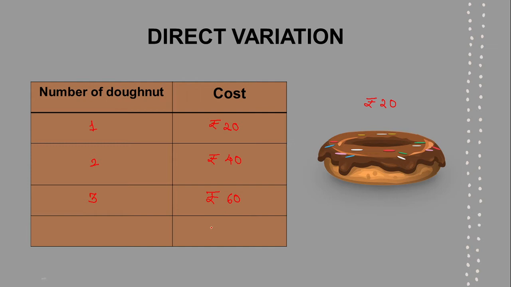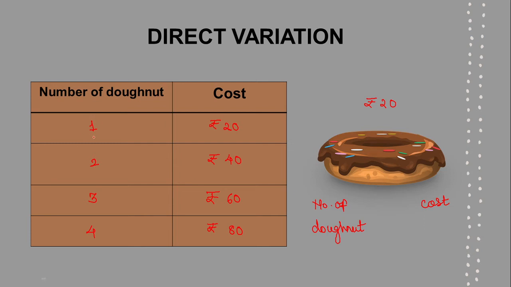Then again you get an idea, why not take one for dad also, as he will be returning home in the evening. So you took 4 donuts, and at the end you need to pay rupees 80 to the vendor from whom you are purchasing the donuts. Now children, here we have two quantities. One is the number of donuts, and in the next column you have the cost which you need to pay to the vendor. Correct?